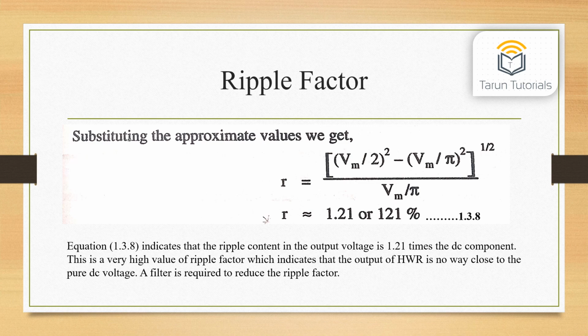The equation indicates that the ripple content in the output voltage is 1.21 times the DC component. This is a very high value of ripple factor, which indicates that the output of half wave rectifier is in no way close to the pure DC voltage. A filter is required to reduce the ripple factor.